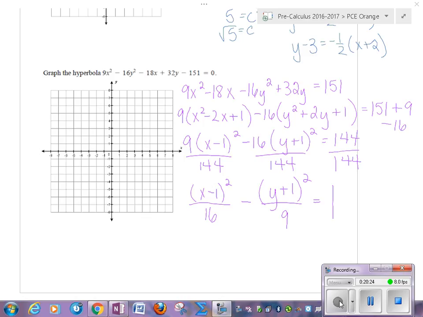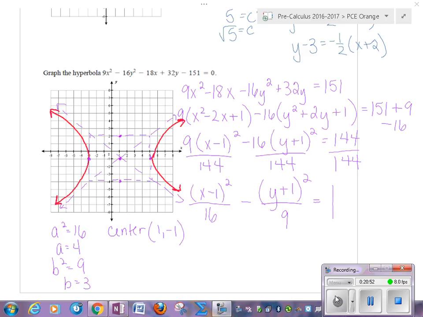Okay, so your final standard form answer should look like that on the bottom that I have written. Okay, and the next thing that we're going to do is I want you to go ahead and graph this one on your own. So go ahead and pause the video, determine which direction it's going to open, find your vertices, find your co-vertices, draw in your rectangle, draw in your asymptotes, and go ahead and graph your hyperbola. And then when you're ready, you can replay the video.